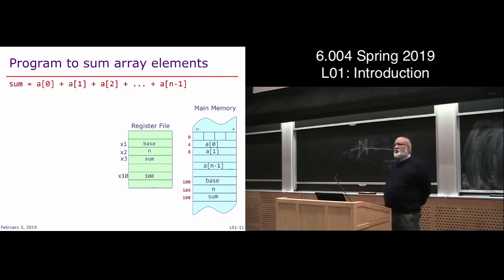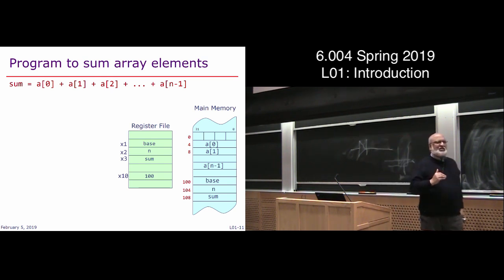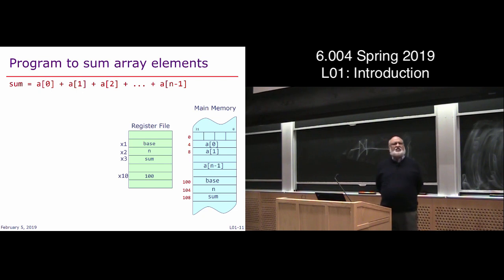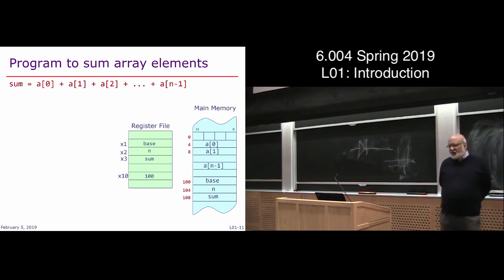So in order to compute with this, I of course need all this information about base and how many elements it has and sum. So I'm going to allocate 3 registers, and these are x1, x2, and x3, where I'm going to copy the value of the base from the memory into x1, copy the value of n from memory into register x2, and the initial value of the sum, which let's assume is initialized to 0, copied from location 108 into x3. So far so good, right?